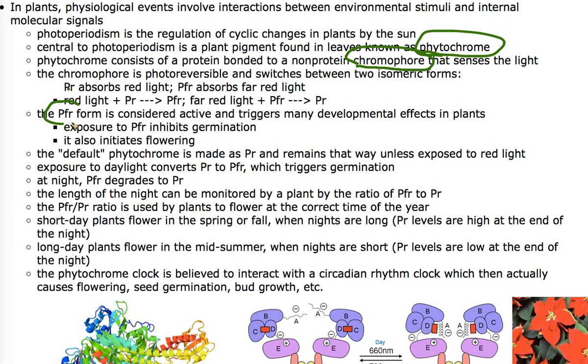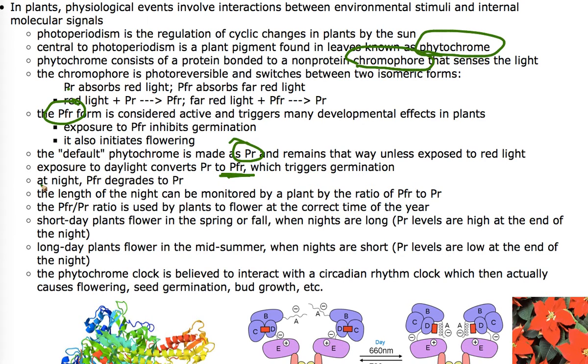It is the PFR form, for P far red, that's considered active and triggers all kinds of developmental effects in plants. Exposure to PFR, for example, inhibits germination but initiates flowering. The default phytochrome is always made as PR, the red form of the phytochrome pigment, and it will remain that way unless it's exposed to red light. During the day, the PR is exposed to red light coming from the sun, and that converts it to PFR. Now, that will trigger germination in many plants, or in many seeds.